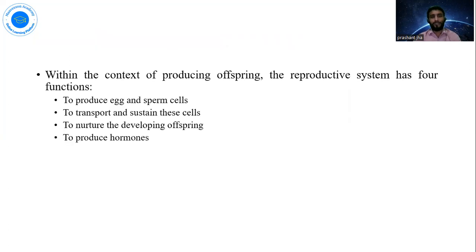Within the context of producing offspring, the reproductive system has some functions: to produce the egg cell and sperm cell, to transport and sustain the egg and sperm cell, to nurture the developing offspring, and to produce hormones. So these are the basic functions of our reproductive system.